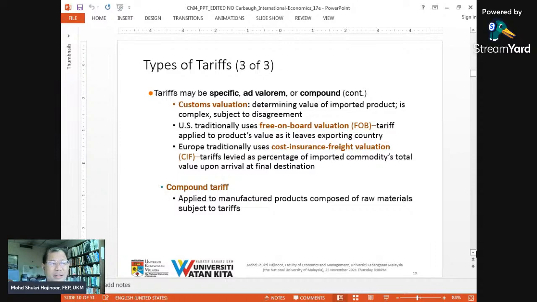Customs valuation is to determine the value of imported products. It's very complex, subject to disagreement. I'm going to go very fast because I've already made a YouTube video on this chapter. So I'm just going to go very fast without explaining. I will explain only where I need to explain.